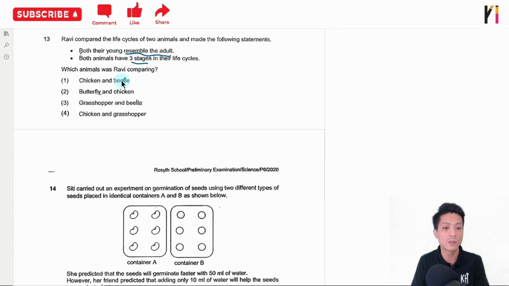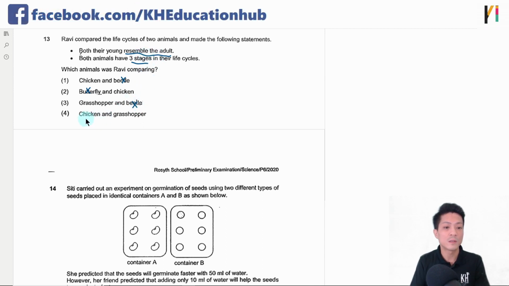So I can cross out those 4-stage life cycle animals below. It resembles the adult: chicken and grasshopper. Yes. So we are only left with option number 4.